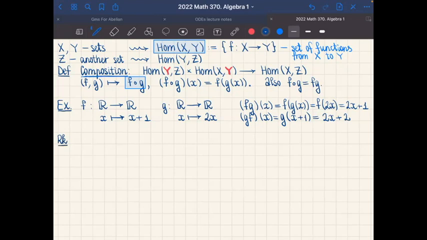I have a small terminological remark. The notation hom comes from the word homomorphism. And homomorphism is a certain class of maps that also satisfies some properties. It should preserve certain algebraic structures. And we will see this word later in the course.